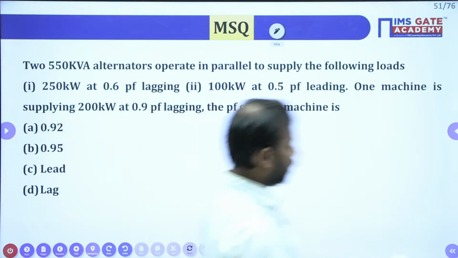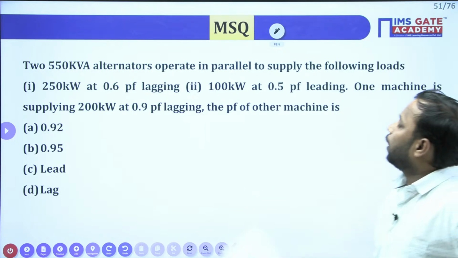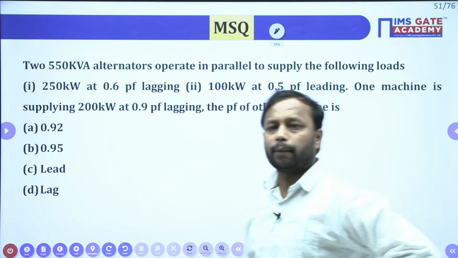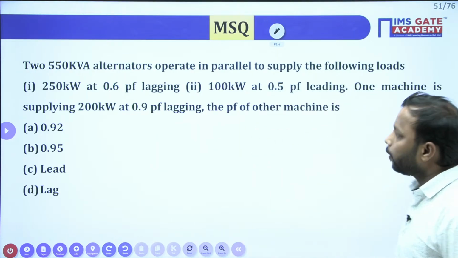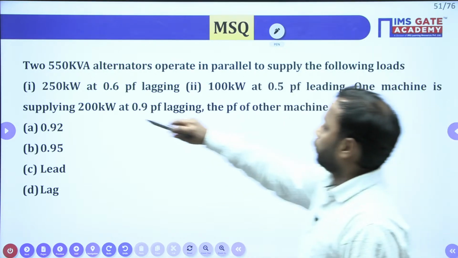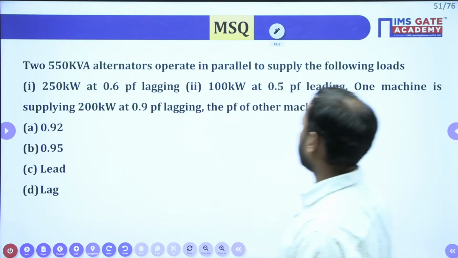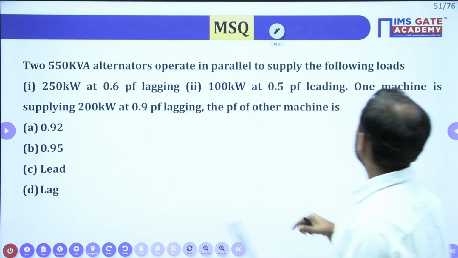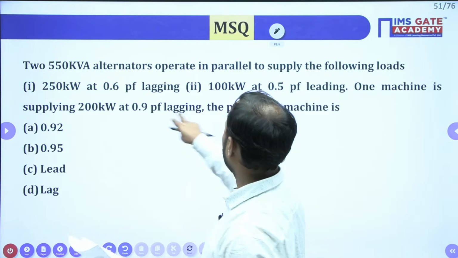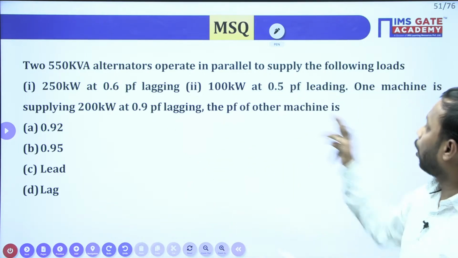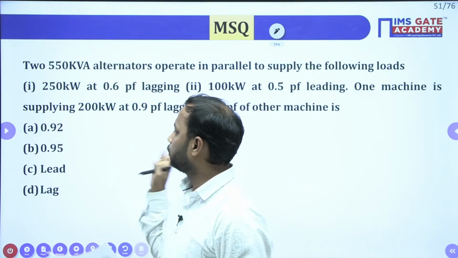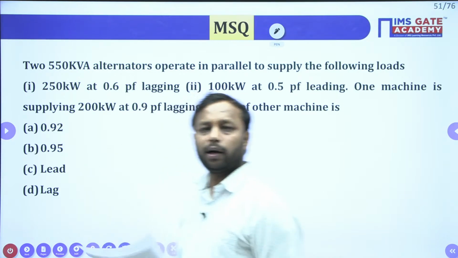This is the next question in our league. Again, this is a question from the parallel operation, which is MSQ type. Now read the question. Two 550 kVA alternators operate in parallel to supply the following loads. First is 250 kilowatt at 0.6 power factor lagging and 100 kilowatt at 0.5 power factor leading. One machine is supplying 200 kilowatt at 0.9 power factor lagging. The power factor of the other machine is. All right. So I need to find what is the power factor, and whether that power factor is leading or lagging. That we need to calculate.